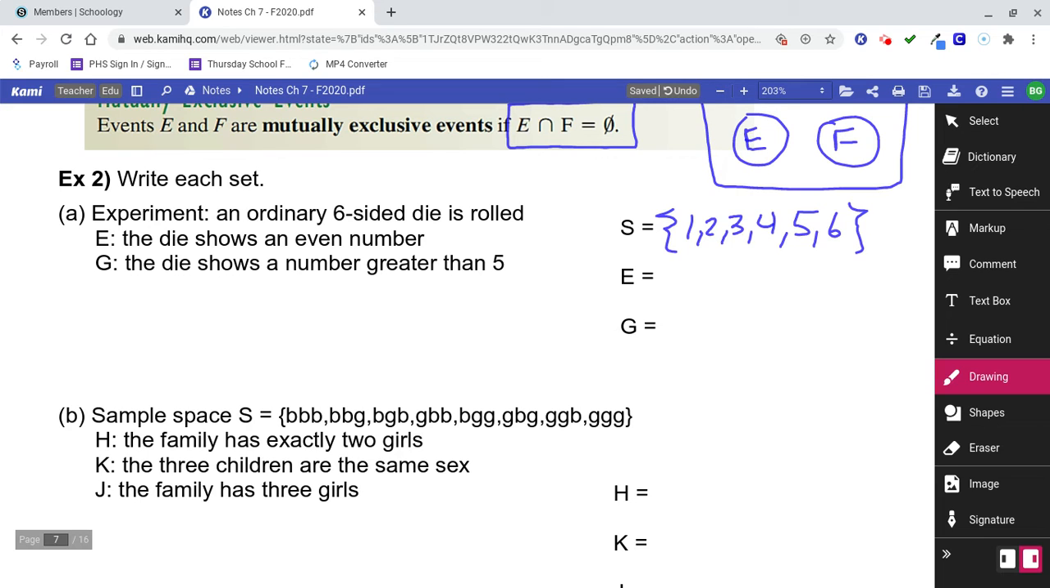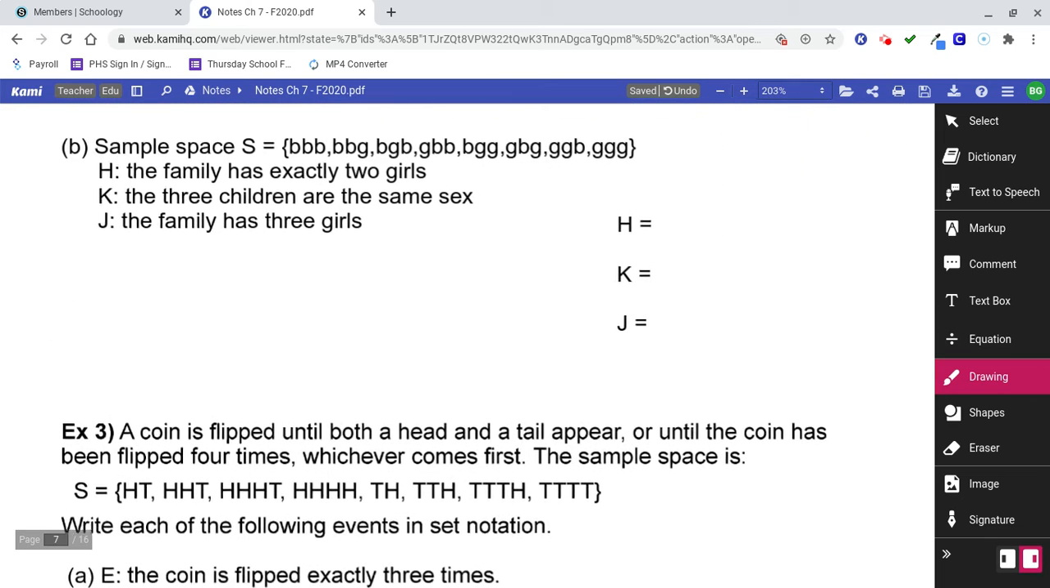Now we've got event E. The die shows an even number. This is a subset of the sample space. The die shows an even number, so I'm just talking about 2, 4, or 6. Event G, the die shows a number greater than 5. What's greater than 5? Just 6, right? Just 6. That looks like a G. That's a 6. Those are some events.